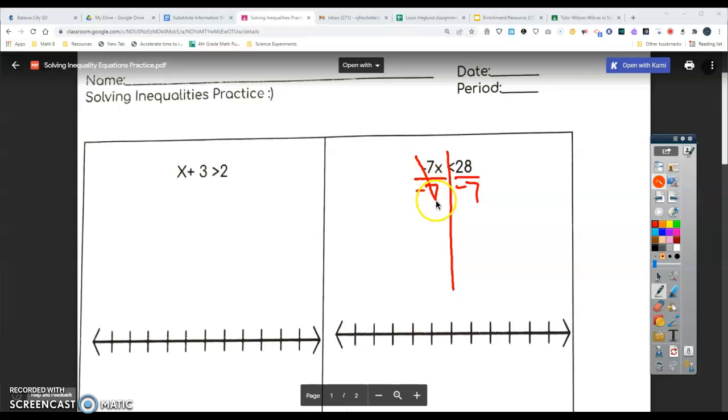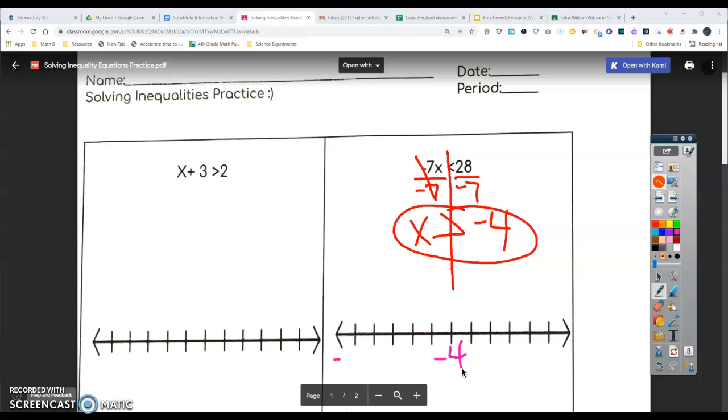So these negative 7's cancel and leave me with an x. And x becomes greater than negative 4, right? Because 28 divided by negative 7 is negative 4. So this is our final answer. Now, how do I graph it? Well, let's graph it in pink. We're going to do the same thing we did with the last one. I'm going to put negative 4 in the middle.